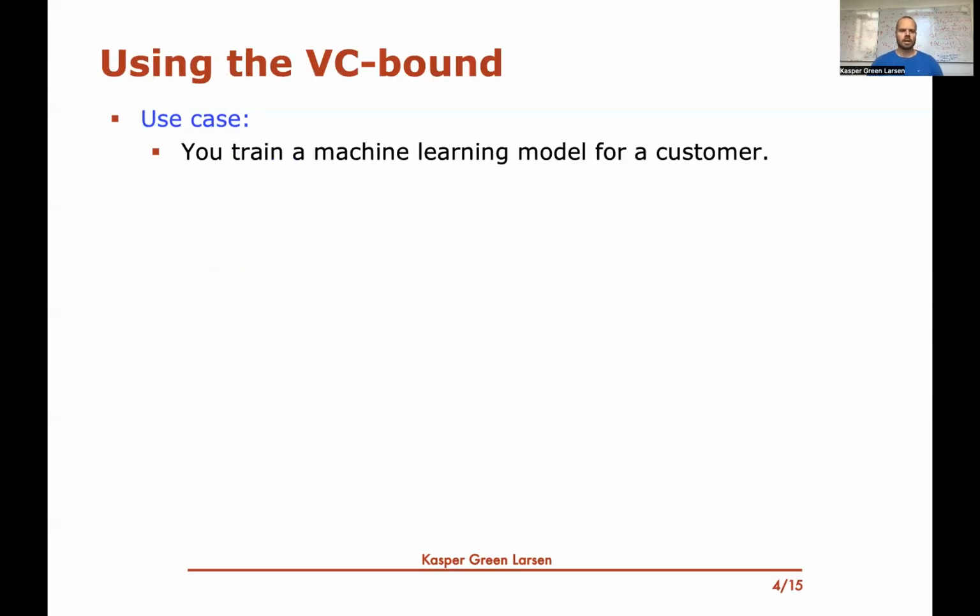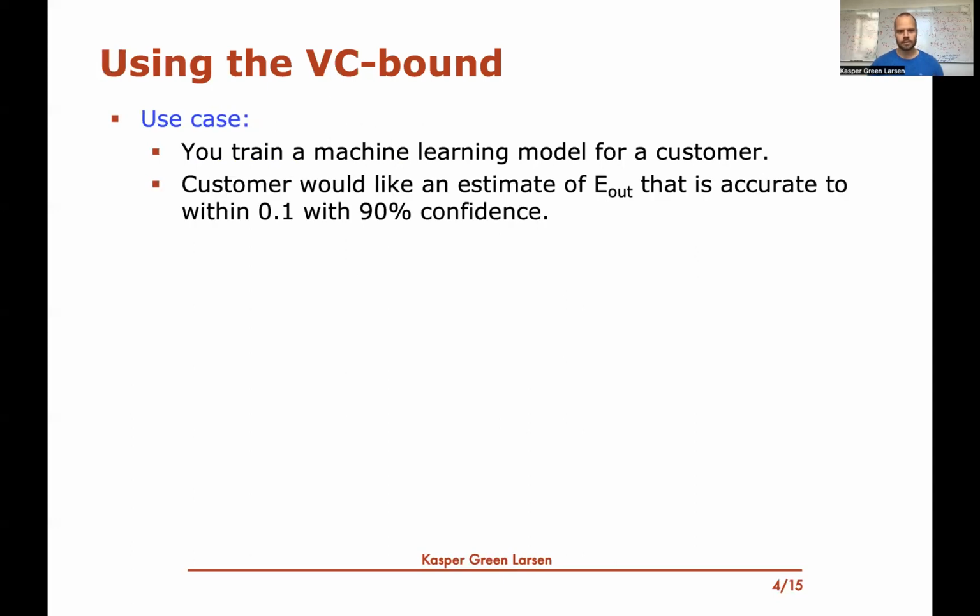Okay. So in addition to giving us these insights, you could also try to use this VC bound in applications as the following, right? So let's say that you have a customer that asks you to train a machine learning model. And so you do this, and the customer would like to know, because they're using it in an application, right? They would like to have an estimate of how good is this model that you trained actually on new data. Right. So perhaps they know a bit about the theory of machine learning, and they say, okay, I'd like to have an estimate of the outer sample error of this model, and it should be accurate to within 0.1, so 10%, with 90% confidence.